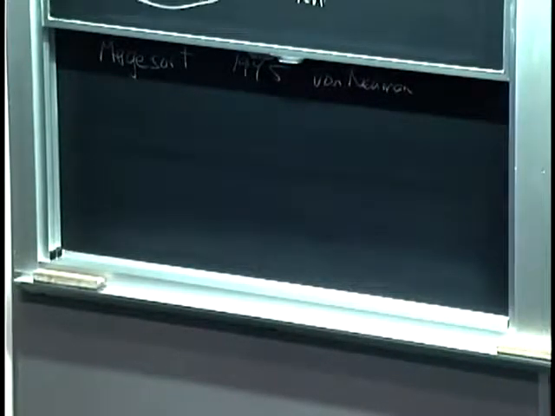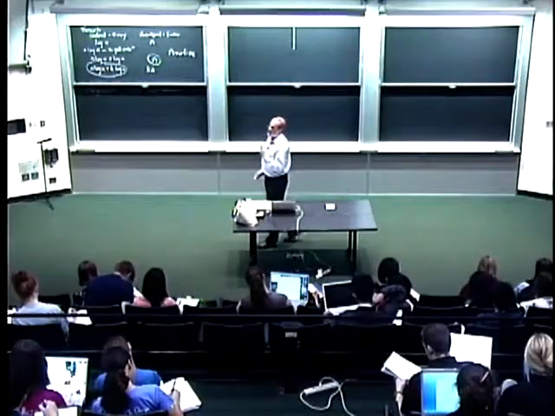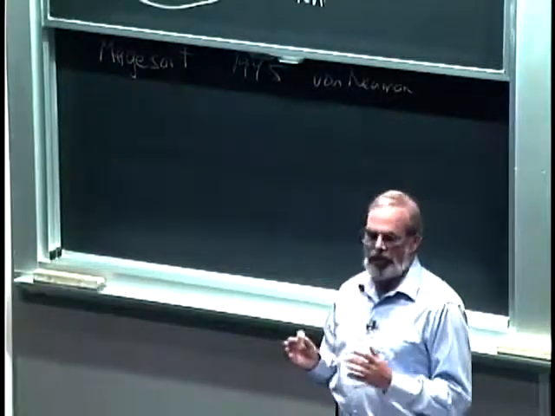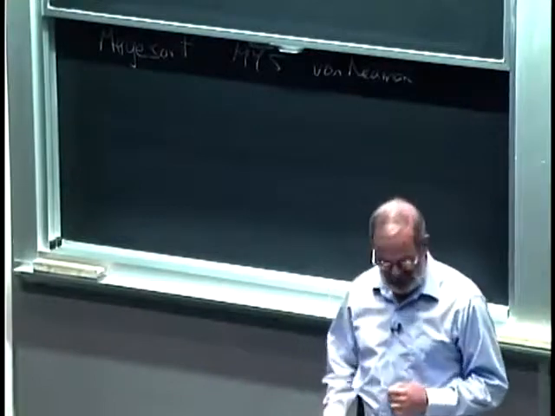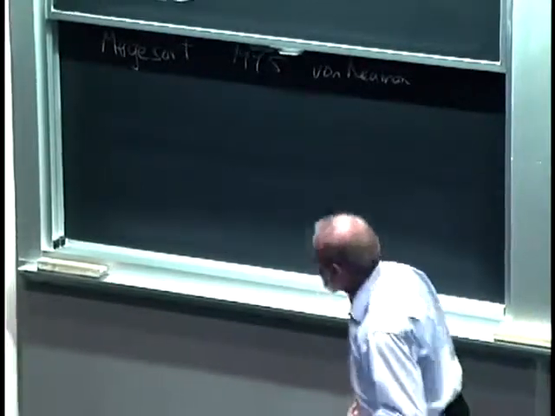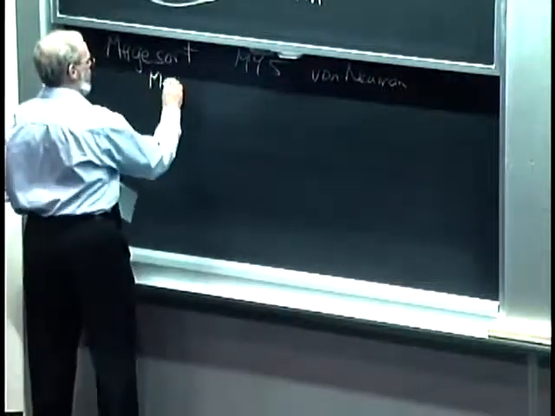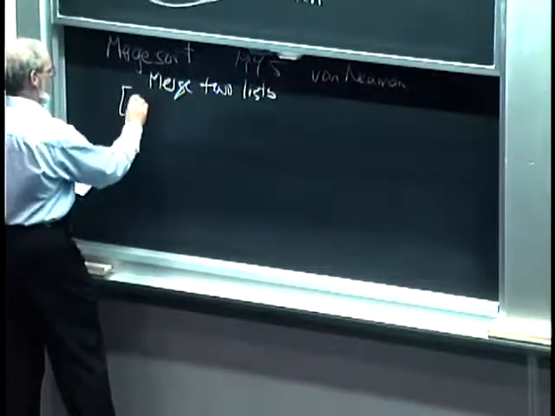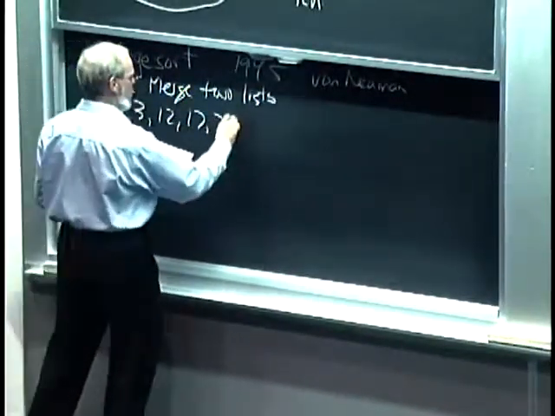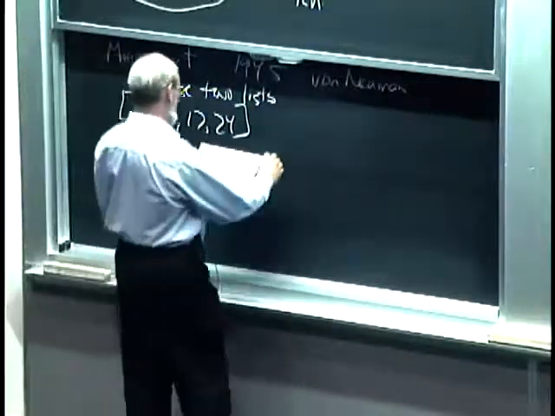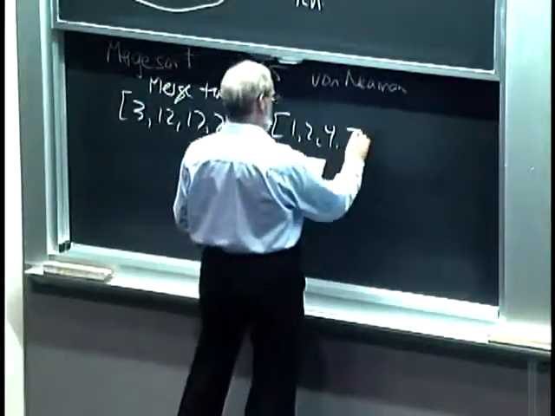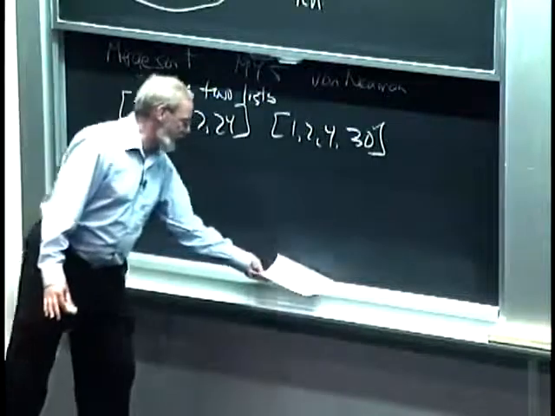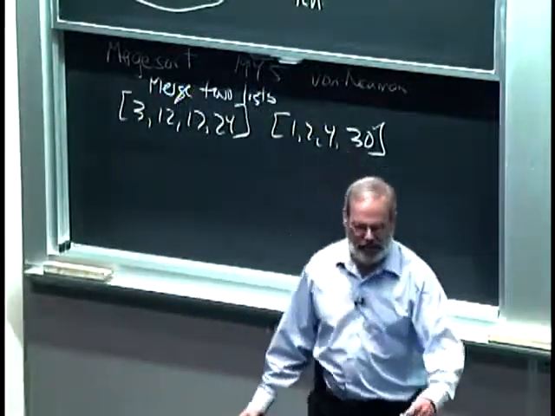Actually, I'm going to back into it in a funny way. Let's assume that I could somehow get to the stage where I've got 2 sorted lists. How much work do I have to do to actually merge them together? Let me give you an example. Suppose I want to merge 2 lists, and they're sorted. Here's one list: 3, 12, 17, 24. Here's another list: 1, 2, 4, 30. I haven't said how I'm going to get those sorted lists, but imagine I had 2 sorted lists like that. How hard is it to merge them?